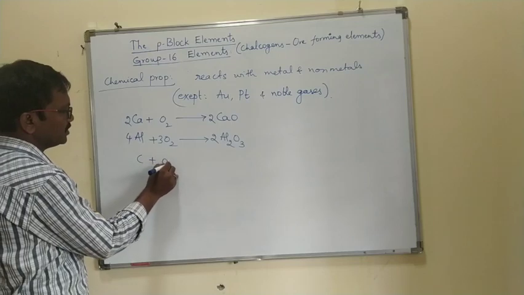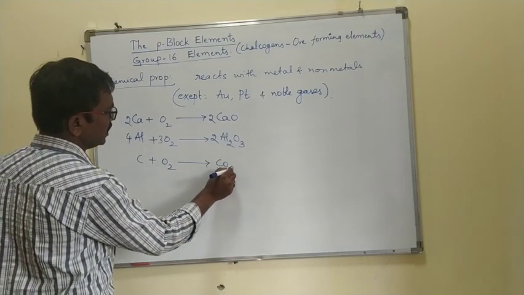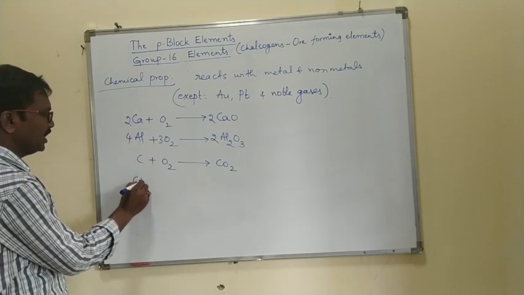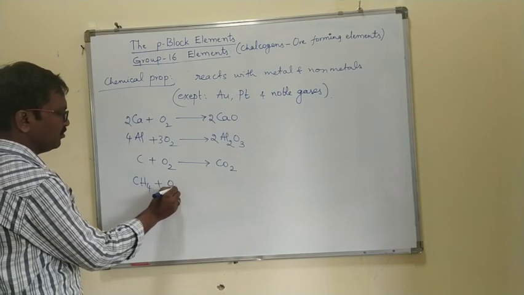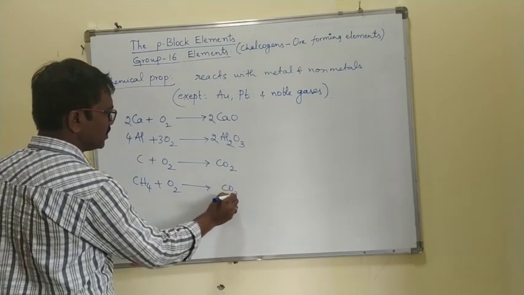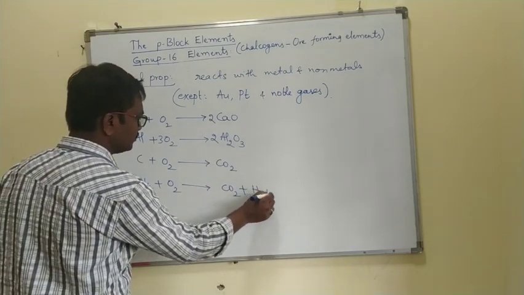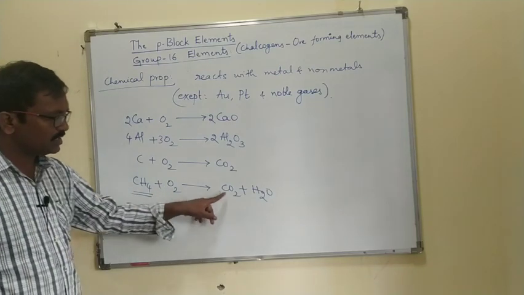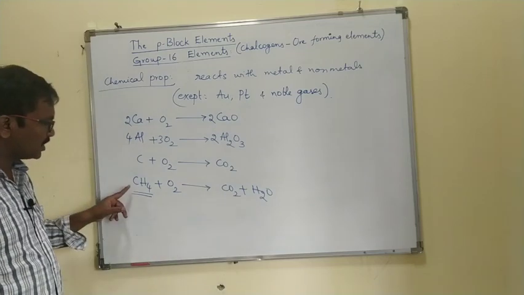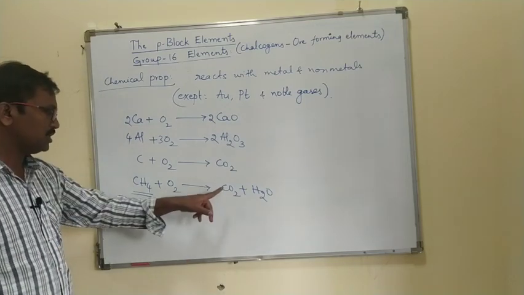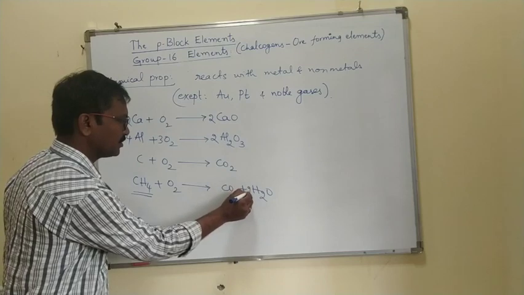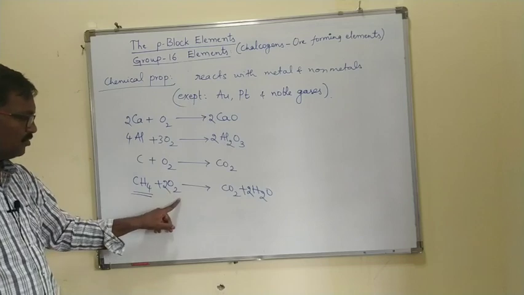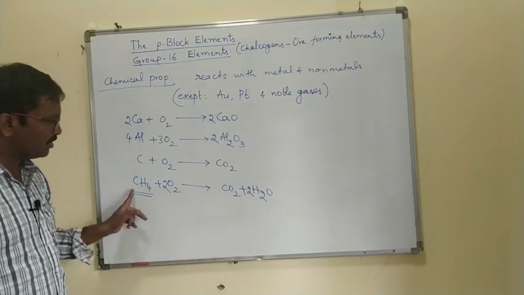Carbon plus oxygen forms carbon dioxide. We have studied this in the combustion reaction. Methane plus oxygen generally forms carbon dioxide and water. So hydrocarbons generally react with oxygen and form carbon dioxide and water. So CO2 plus 2H2O, 2O2, 4 oxygens, 4 hydrogens, 1 carbon.